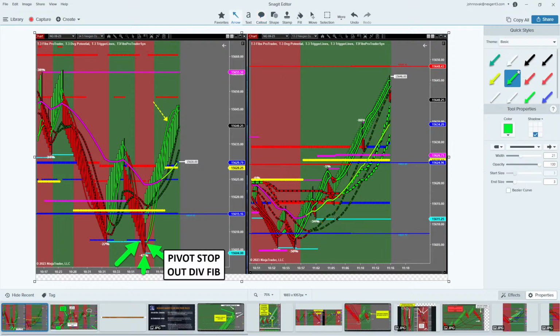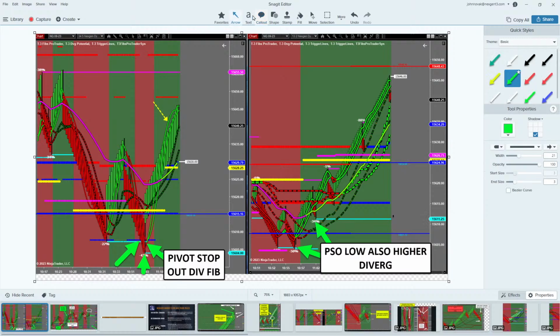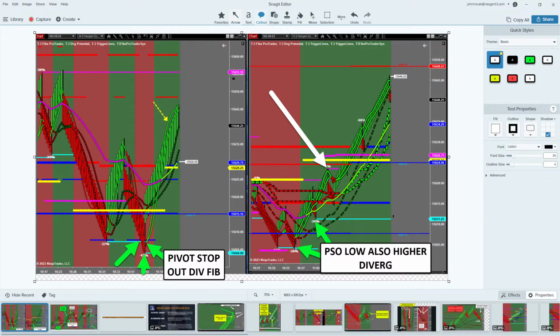And then on the smaller chart, you have a pivot stop out at the same spot, followed by a higher divergence. So this is not only a pivot stop out of the low, but it's also a higher divergence after it. Now, there's one more piece of the puzzle that I think you really need on the NASDAQ, and that's the small triggers getting above everything else.